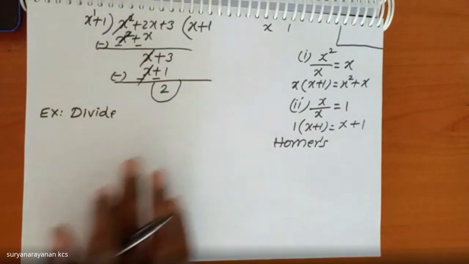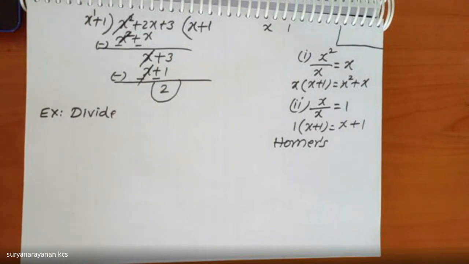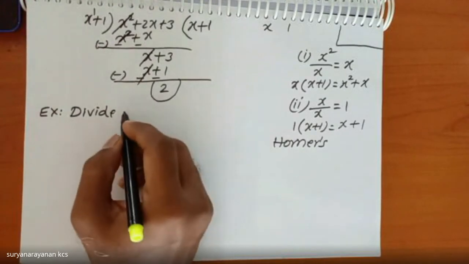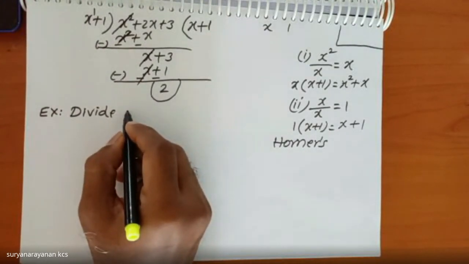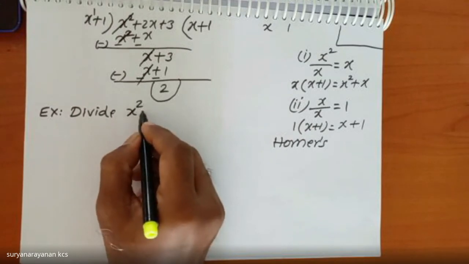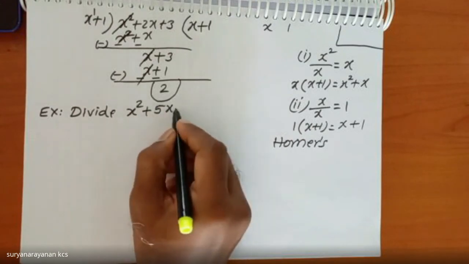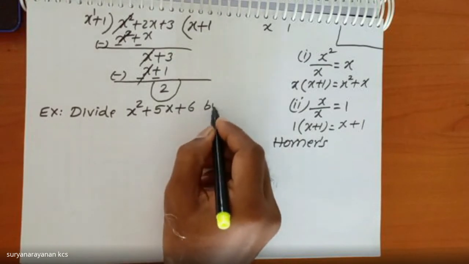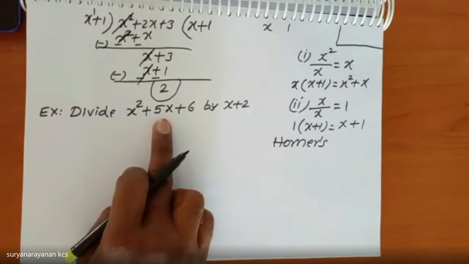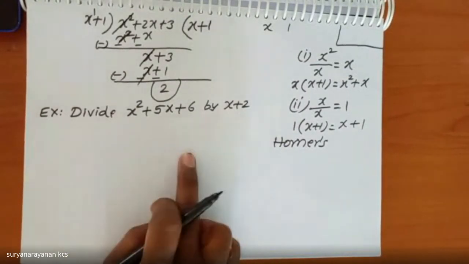Mahima asked, can you get remainder 0? Yes, I will tell you one example. In this example, we get remainder 0. Divide x square plus 5x plus 6 by x plus 2.